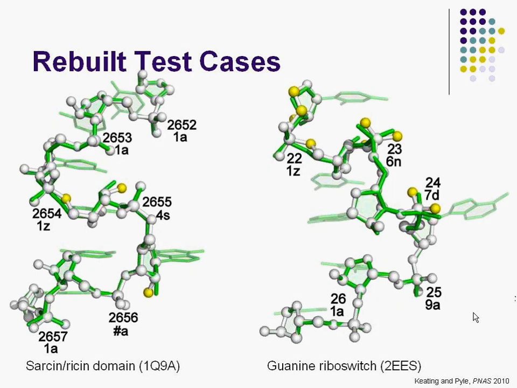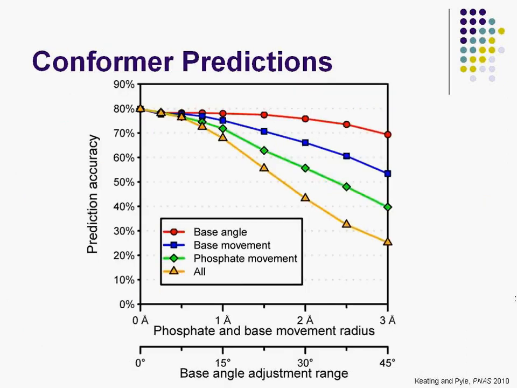The catch with the previous slide is that I'm using published coordinates. So these published coordinates are going to be more accurate than you'd expect when you're first building into experimental density. So just to show that inaccuracy isn't going to affect the predictions, I reran all the predictions after randomizing the coordinates to simulate the error that you could expect from experimentally phased density. And you can see you don't really lose much accuracy from base angle and base movement changes, so basically rotating the base within the plane or moving it around.